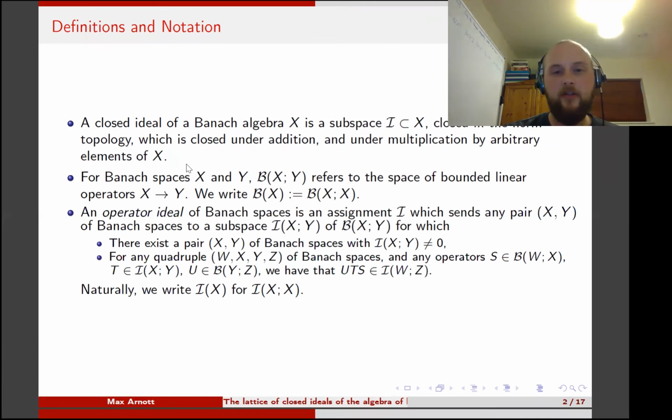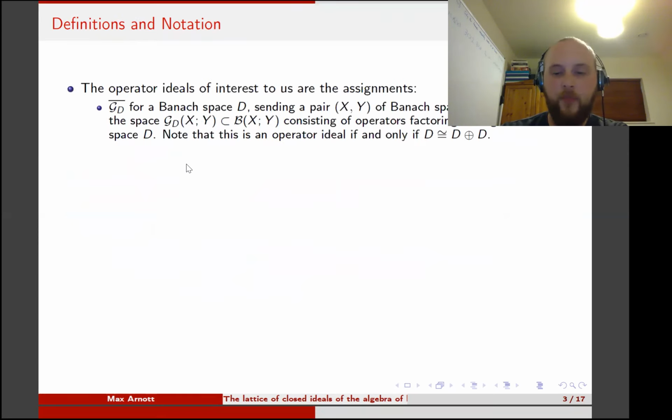An operator ideal is an assignment sending each pair of Banach spaces to a subspace of their space of bounded operators. So for every pair X, Y of Banach spaces, there has to exist a non-trivial one for that assignment, and for any quadruple W, X, Y, Z of Banach spaces, any S from W to X, T from X to Y, U from Y to Z, UTS has to be in I of WZ. And we'll use I of X for I of XX, which is quite natural.